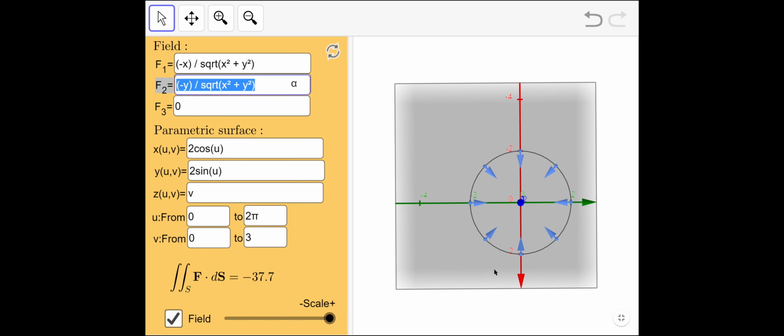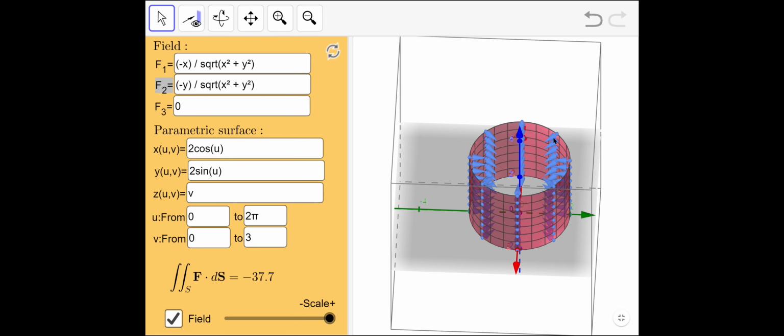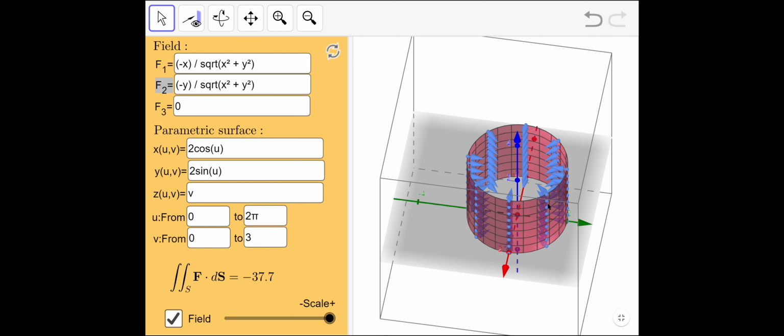Okay, so you see that your vectors are pointing in. If you're looking at the cylinder, for each point on your surface, the normal vector, instead of pointing out, is actually pointing in. So what this is saying now is that the direction you're choosing for the cylinder in this case is a direction that's actually pointing into the cylinder.